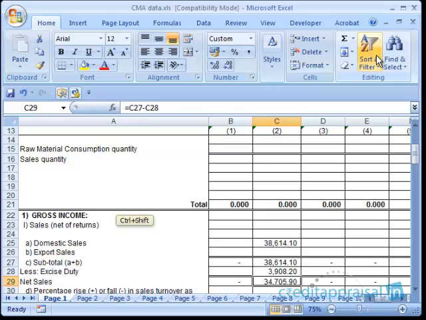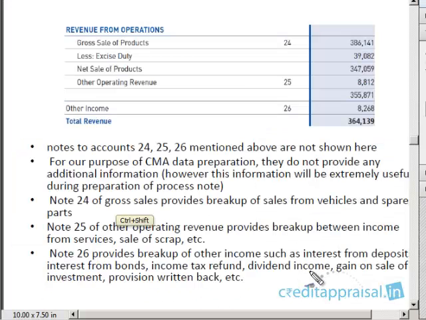Please see that as soon as we entered the gross sales and the excise duty, the net sales figure has been automatically populated because this is formula driven. If you see the formula, it is C27 minus C28. C27 is the subtotal of domestic sales and excise sales, that is 38614. C28 is the excise duty. So once you enter domestic sales and excise duty, you will automatically get the net sales, right?